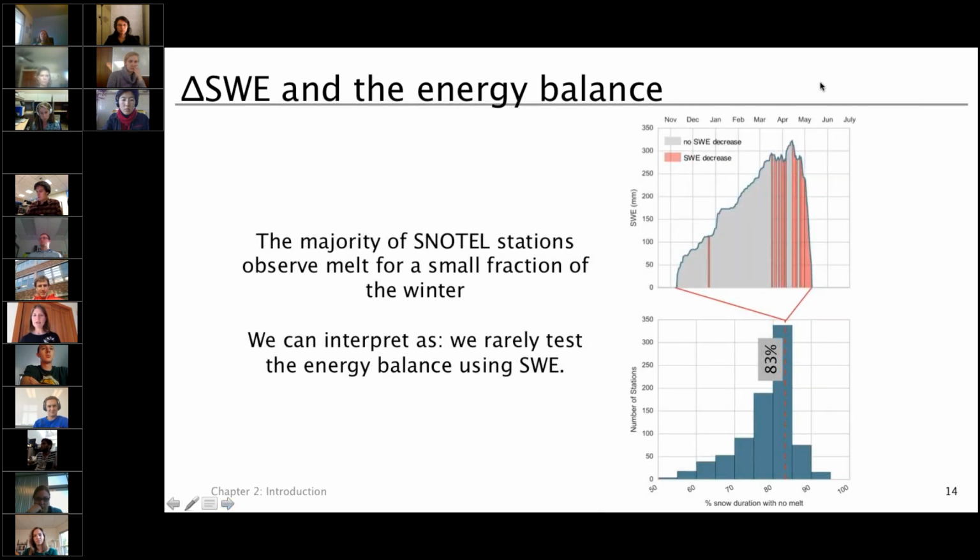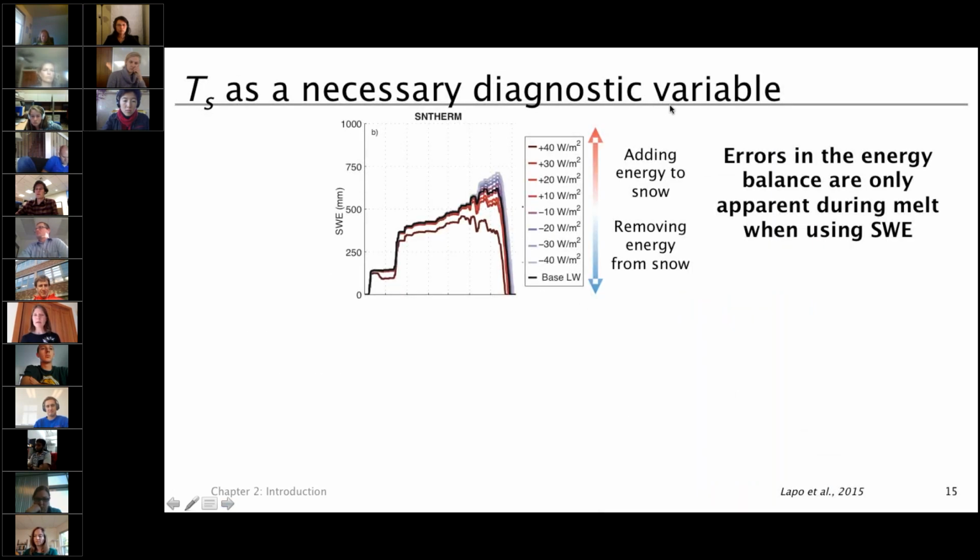So here's a picture that just shows your typical SNOTEL station. And you can see that over most of the time, the snow's just sitting there, right? It's not actively melting. And so if all you had to diagnose how well you were doing the energy balance was melt timing, you would lose out on 83% of the time it's sitting there. So we can rarely test energy balance using just snow water equivalent. But if we include the surface temperature as a diagnostic variable, then we can start seeing errors in the energy balance more readily during times when the snow depth actually isn't changing.